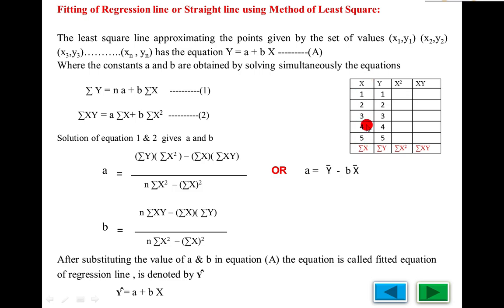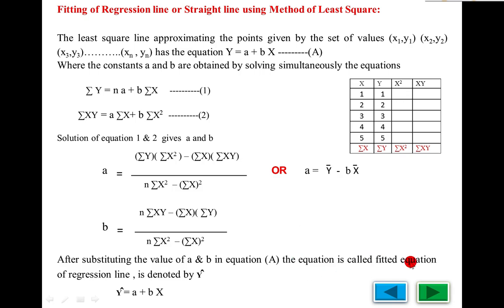Here the number of observations is 5, not 10. This is the paired observation, this is one complete observation, then 2, 3, 4, 5 observations, so n will be equal to 5 here. After substituting all these values, you will obtain the values of a and b, and then substitute. After substituting the values of a and b, you get numerical values. Put them in equation here and here.